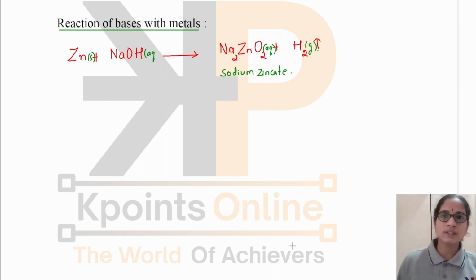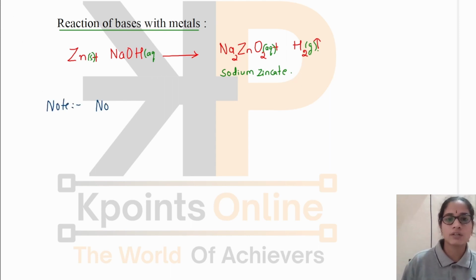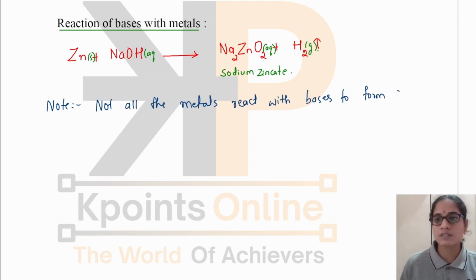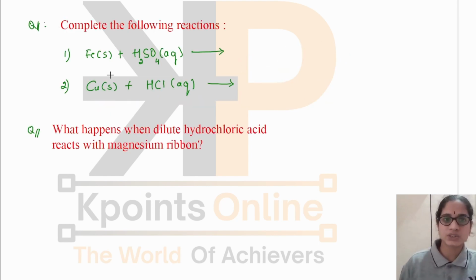So not all the metals will react with bases to form salts like this. You have to remember this particular reaction: zinc reacts with a strong base, that is sodium hydroxide, to form sodium zincate, and you have to remember this name also, sodium zincate. It is a salt. Then let us solve some of the questions here.